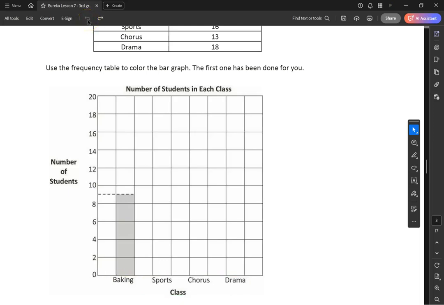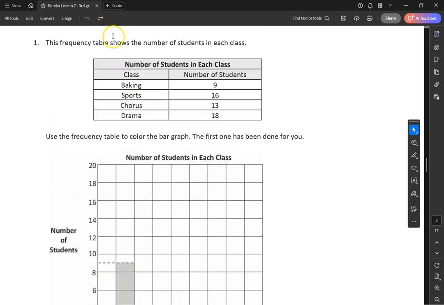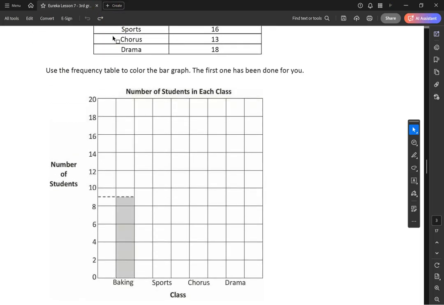Okay. So the first one is 9. So we have 0, 2, 4, 6, 8, 10. Wait a minute. There's no 9. But we know what's in between 8 and 10: 9. So that's why they drew their bar there. The bar went up to where 9 would be.